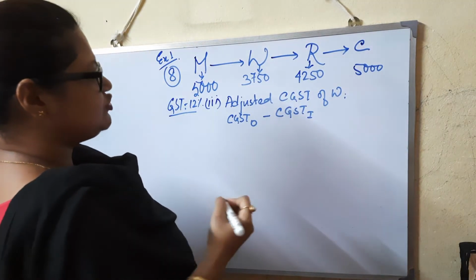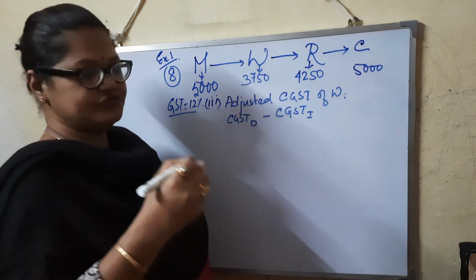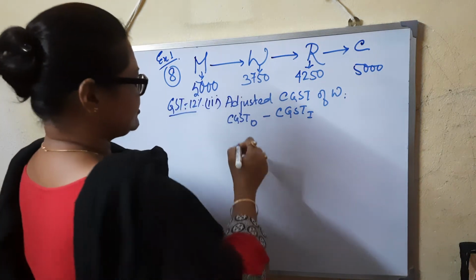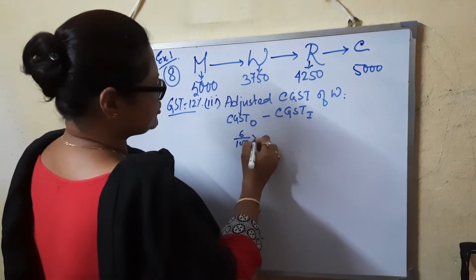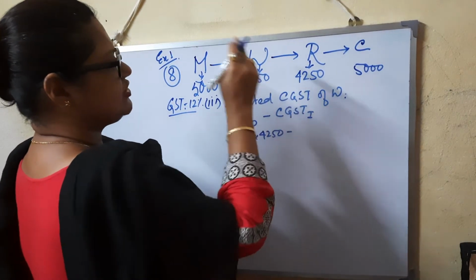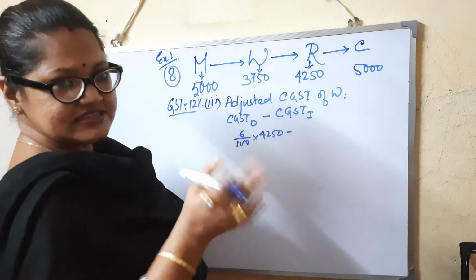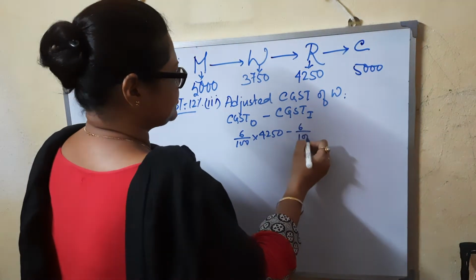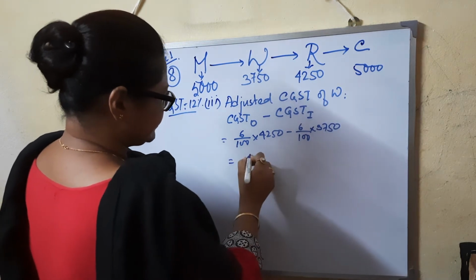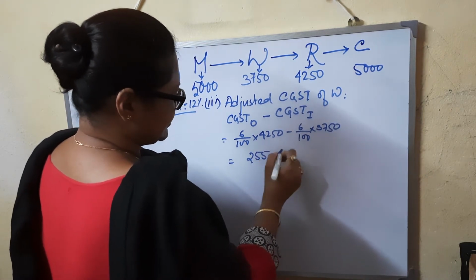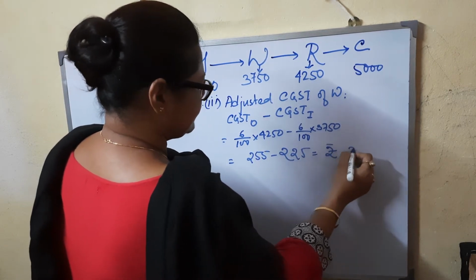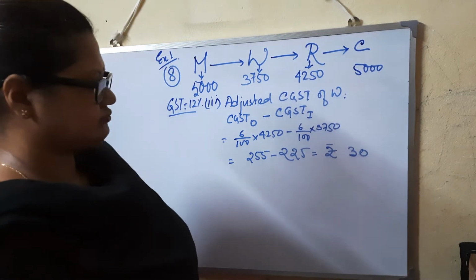Output means the CGST which was collected by the wholesaler from the retailer. So this is 6% of 4250, and input means what the wholesaler is paying, that means 6% of 3750, if I am not mistaken. Then this was 255 and this was 225, and this becomes rupees 30. Clear?